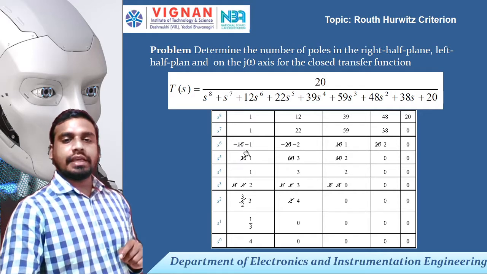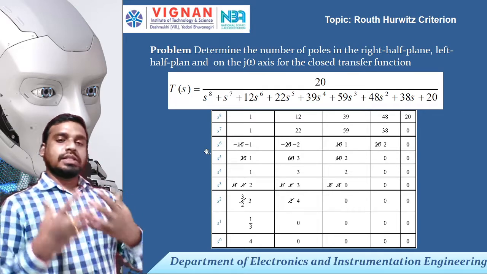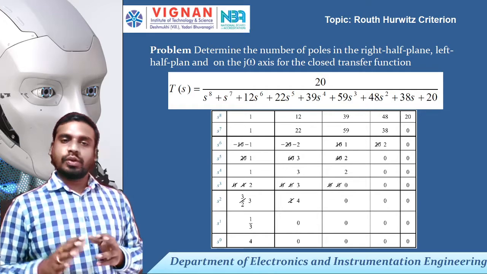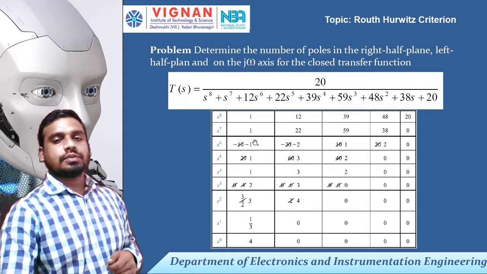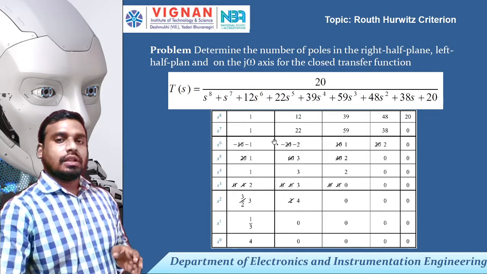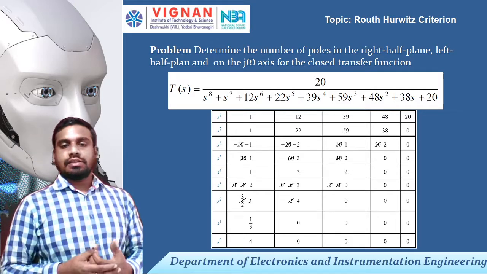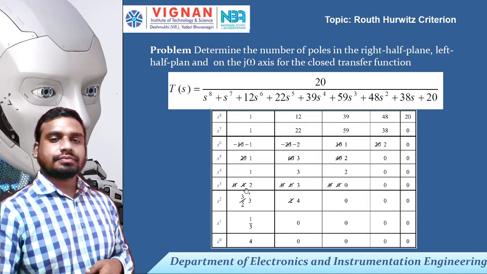Calculating here till here, you got minus 1. So if the question asks you to tell the condition of stability, you can stop here itself, because you already got a minus 1 here. Minus 1 means the system is unstable. If they ask you to tell how many poles are there, then you have to proceed with the further steps, right?